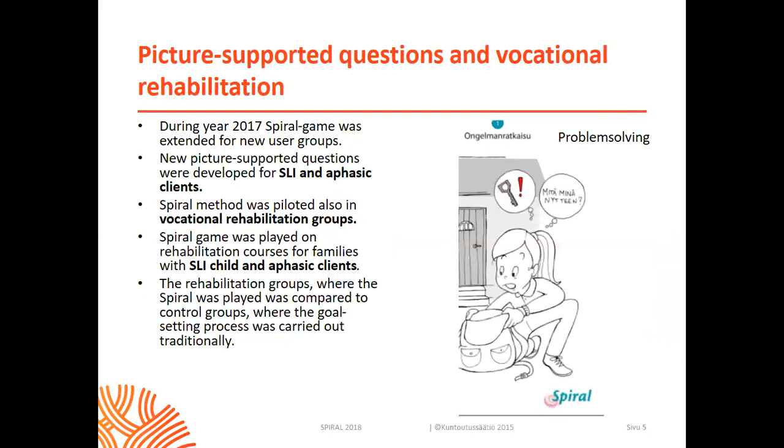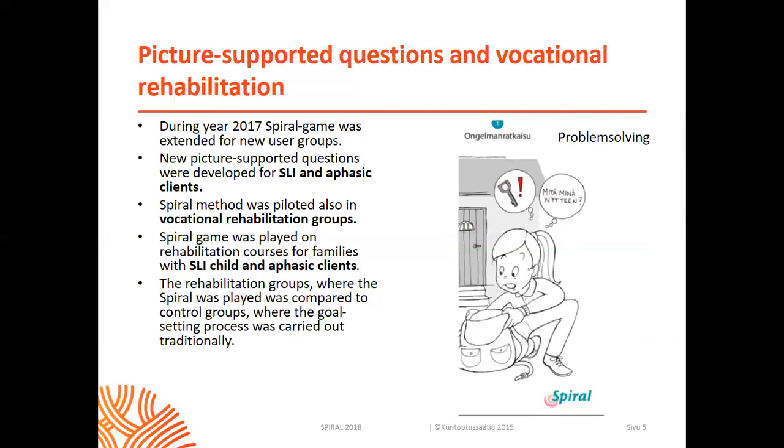During year 2017, the Spiral game was extended for new user groups. New picture-supported questions were developed for SLI and aphasic clients. And also the Spiral method was piloted in vocational rehabilitation groups.